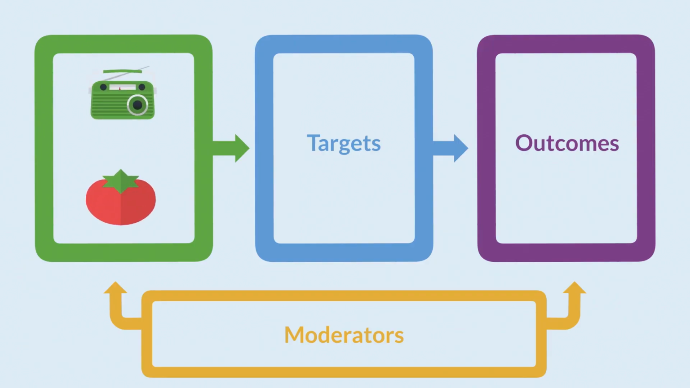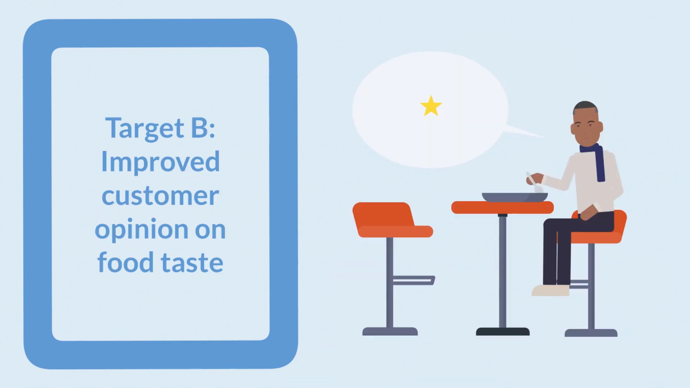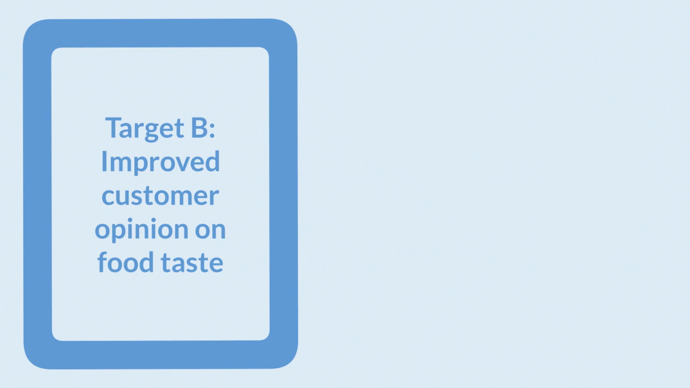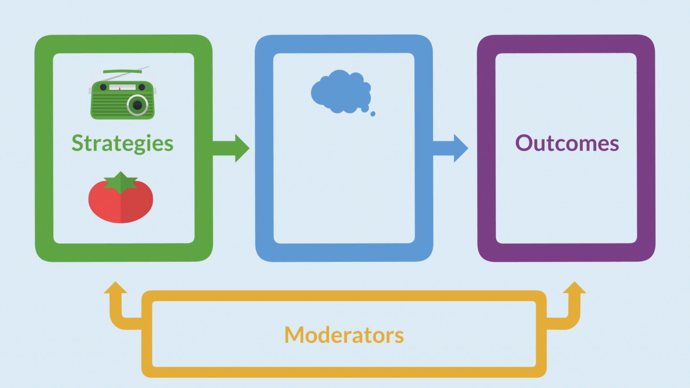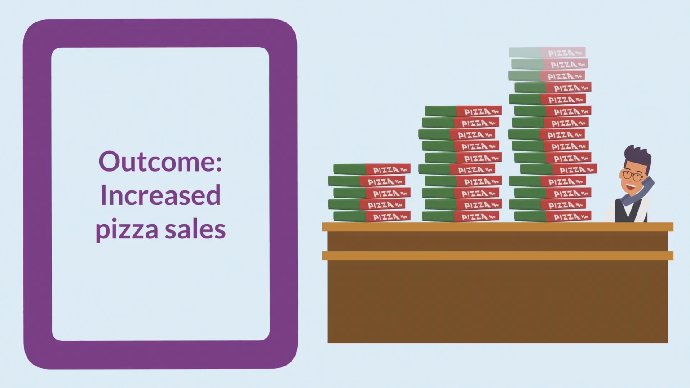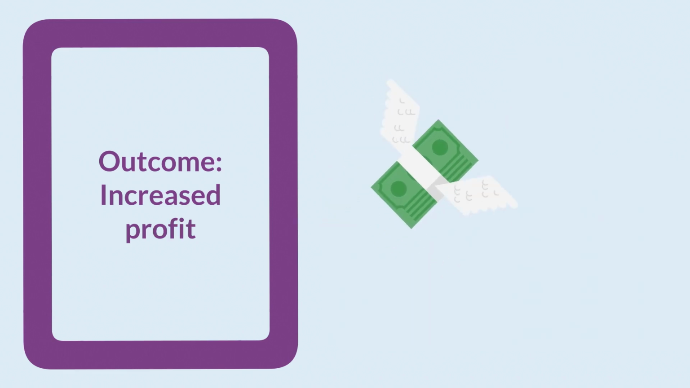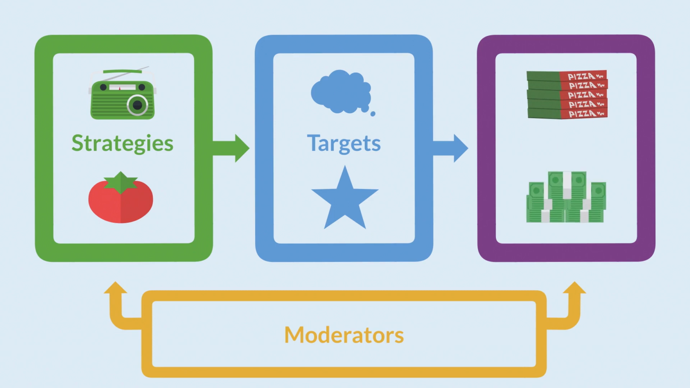The radio commercials and fresher ingredients are the strategies for Owner A and Owner B. Owner A expects that the radio commercials will lead to an increased awareness of the pizza restaurant, while Owner B expects that using fresher ingredients will lead to improved customer opinion on food taste. Increased awareness and improved customer opinions are the targets for Owner A and Owner B. The outcomes that Owner A and B hope to see are increased pizza sales and increased profit for the restaurant chain. Increased pizza sales and increased profits are the outcomes for both Owner A and B.